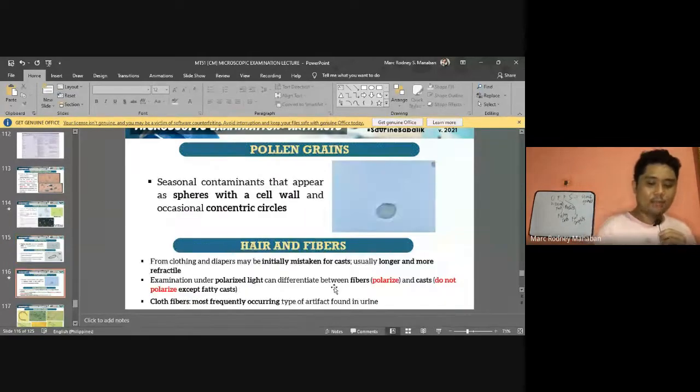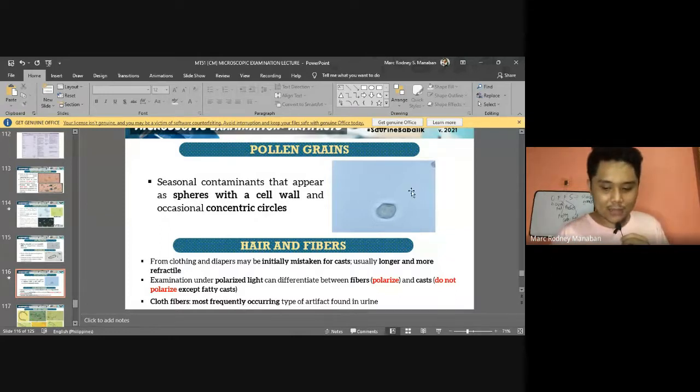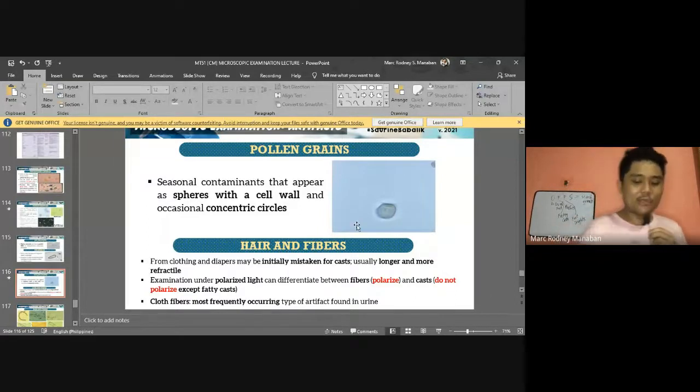Next, you have also pollen grains, no? Mga seasonal contaminants, especially if duol mo og mga garden inyong laboratory, ganun. So, pollens, yes. And these are seasonal contaminants, concentric circles pa rin, and asya'y cell wall. So, same siya appearance sa leucine, pero wala siya irradiation, no? Concentric circles, okay. And of course, hair and fibers. Very important, no? Very common, good. It may be mistaken as your casts, alright?